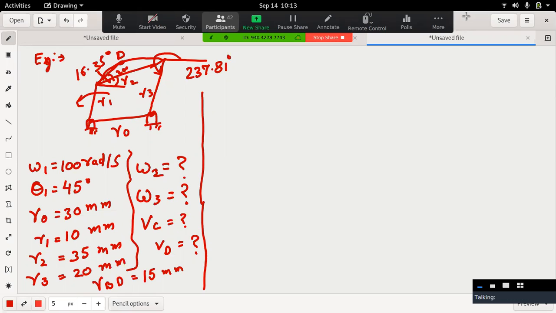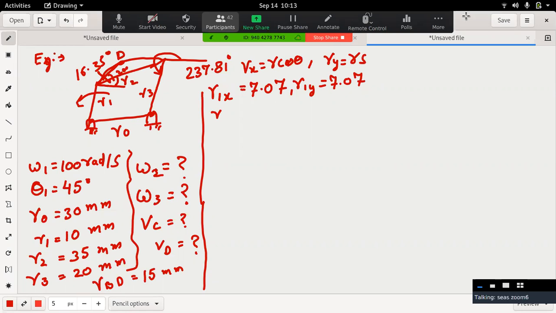So, just writing what is R1x. R1x is 7.07. Similarly, R1y is also 7.07. This is nothing but r cos theta and r sin theta. Okay, rx is r cos theta and ry is r sin theta, where theta is the angle made by the particular link from horizontal.